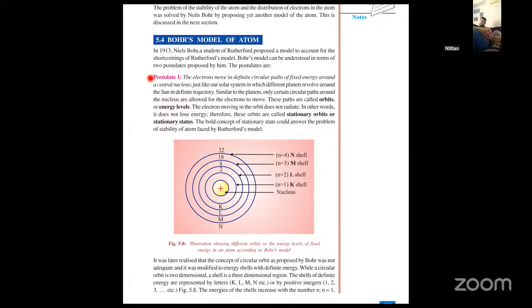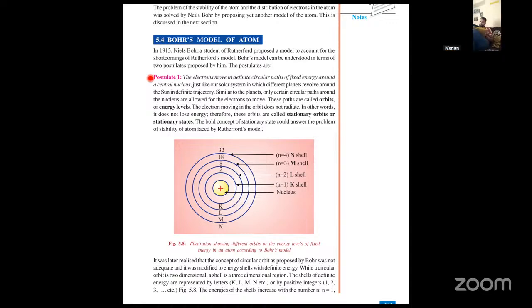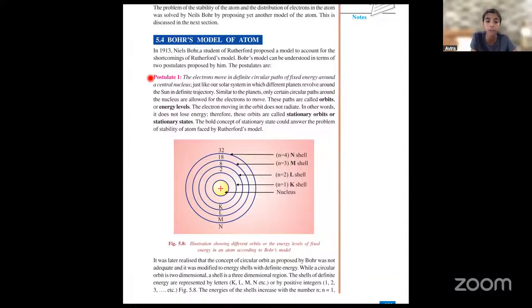Please, Ira, read this. Postulate 1: The electrons move in definite circular paths of fixed energy around a central nucleus, just like our solar system, in which different planets revolve around the sun in definite trajectories. Similar to the planets, only certain circular paths around the nucleus are allowed for the electrons to move. These paths are called orbits or energy levels. The electron moving in an orbit does not radiate.